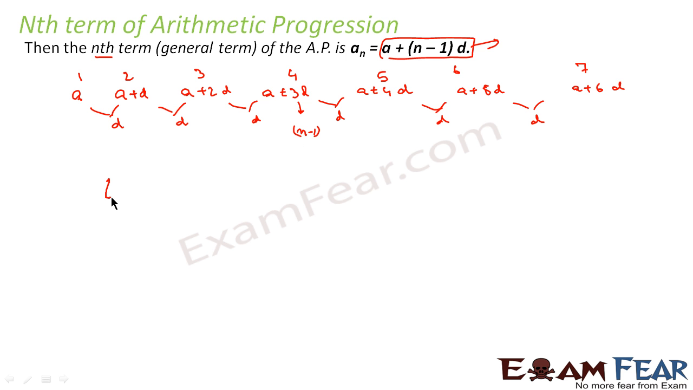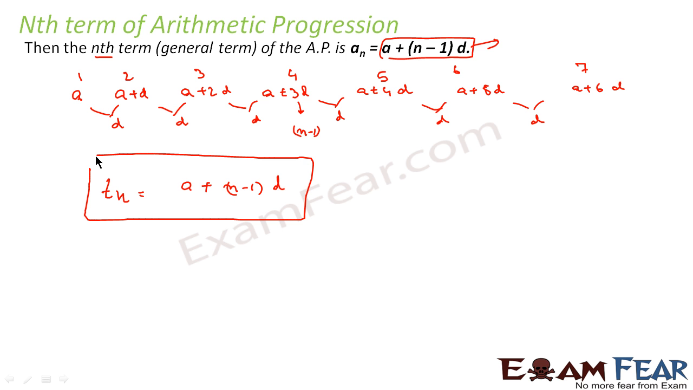And this is always a. So we can say that Tn is equal to a plus (n minus 1)d, because we have seen that this term is always 1 less than n. That is by our observation. And the first term is always a. So we can say a plus (n minus 1)d.